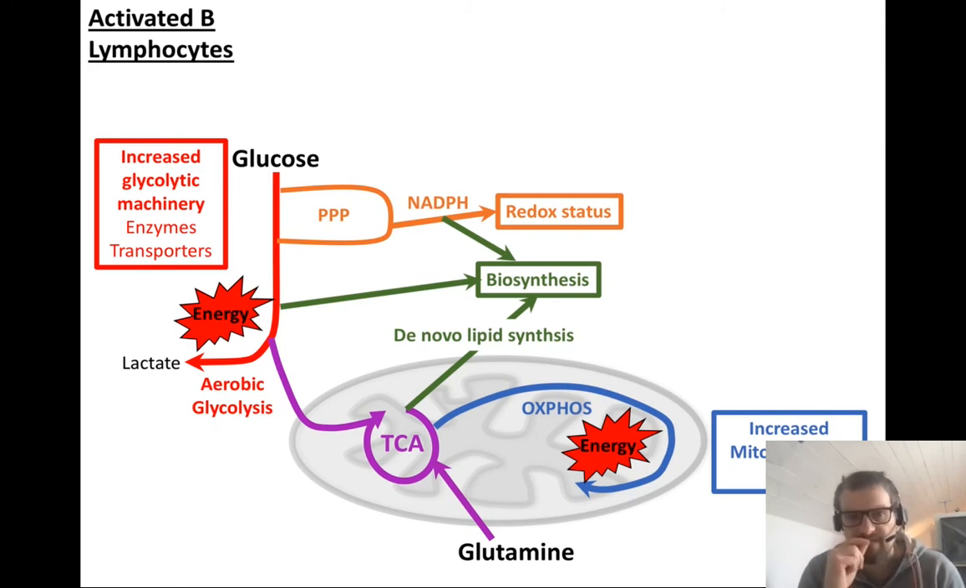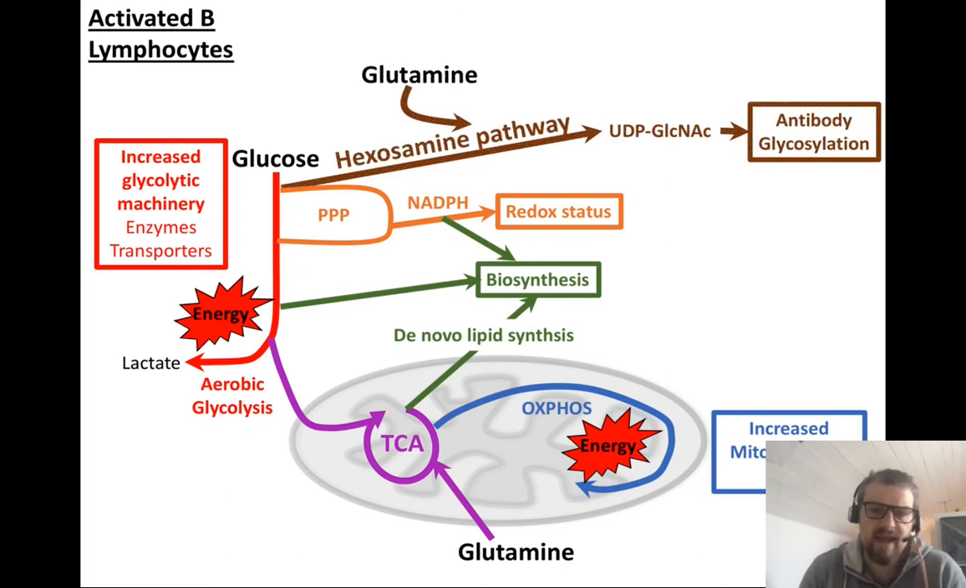One interesting part that's been found to be crucial for B cells, which really links to their unique functions, is the fact that the hexosamine pathway is really important for B cells. Now, we haven't discussed the hexosamine pathway, but it again branches off glycolysis at the level of glucose-6-phosphate, and it's important for making this molecule here, UDP-GlcNAc. So glucose and glutamine combine to make this UDP-GlcNAc, and this is a really important molecule for antibody glycosylation.